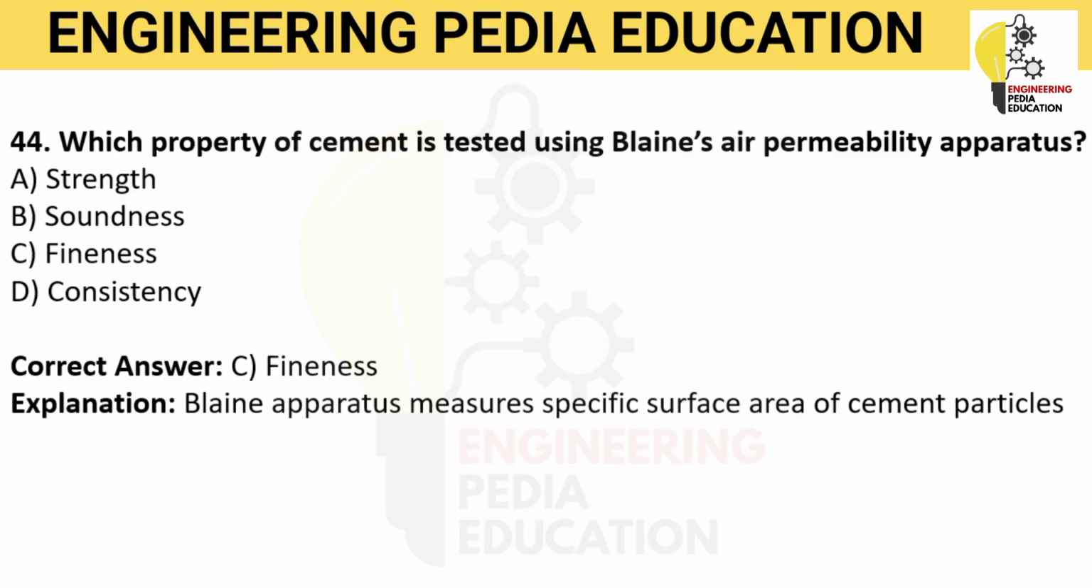The principle used is that the test measures how easily air passes through a compacted bed of cement powder. Fine cement means air passes slowly. Coarse cement, air passes quickly. The unit is centimeter square per gram or meter square per kg. Its importance for fineness: finer cement hydrates faster, gains early strength, and produces more heat of hydration. Apparatus are manometer, perforated disc, plunger, Blaine air permeability apparatus.